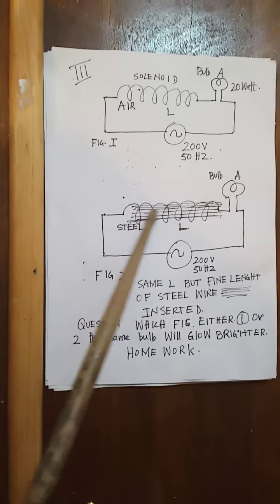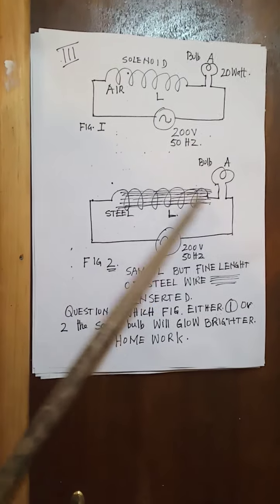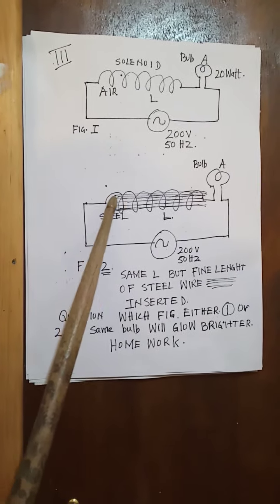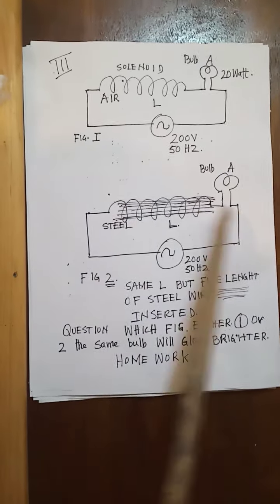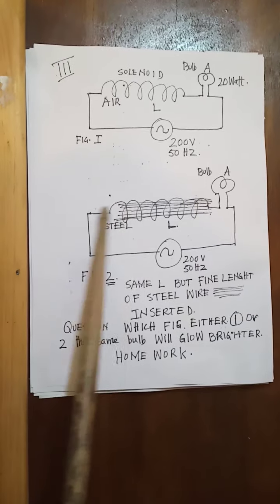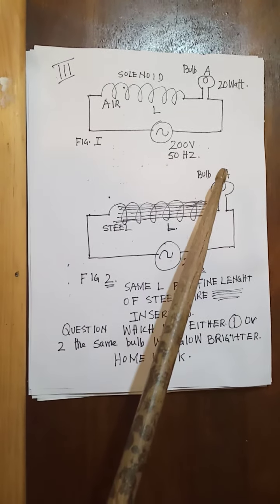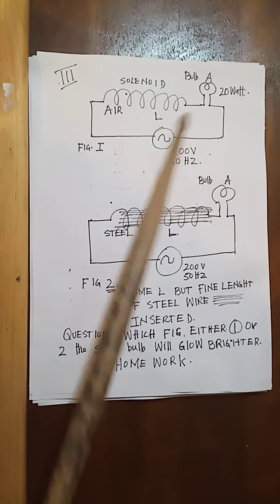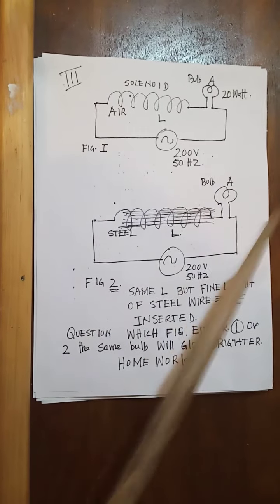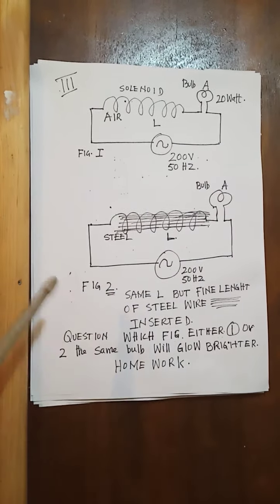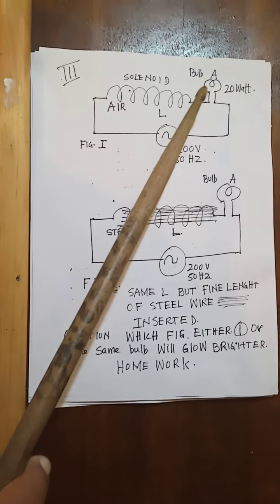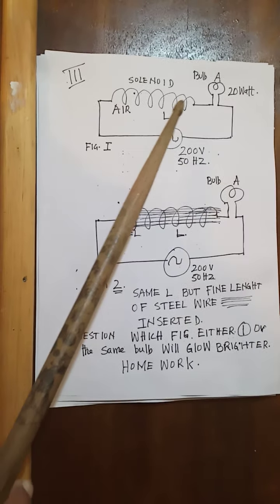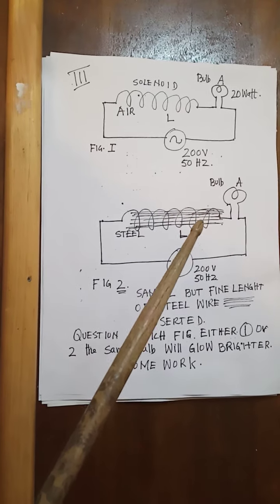I think you remember the day when I introduced the steel here. So that steel won't be there. I got different wire of steel. I put them inside. I insert them here. So the bulb A is the same as this. Voltage is the same, frequency is the same. Now, please tell me which bulb will glow brighter, the figure 1 bulb or the figure 2 bulb.